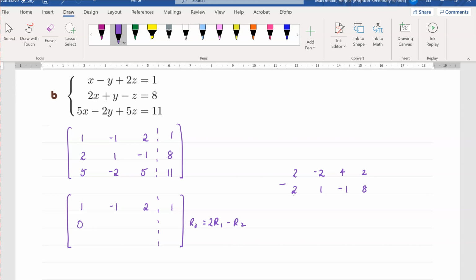You might find this irritating, but please, please, please, it's essential. 2 take 2 is 0. We get minus 3, 5, and minus 6. Pop that in there.